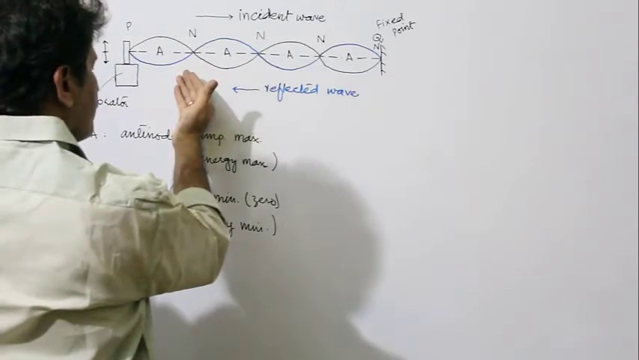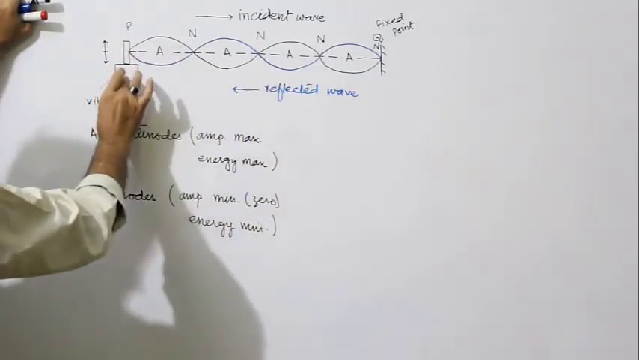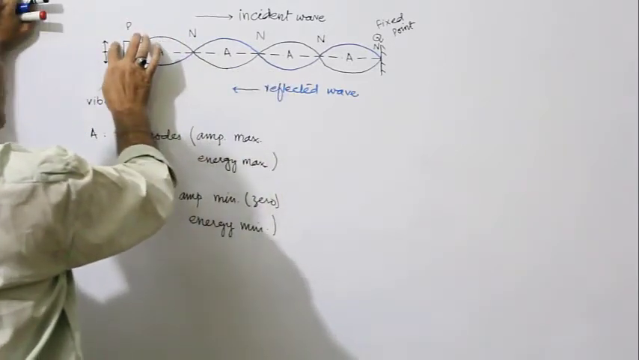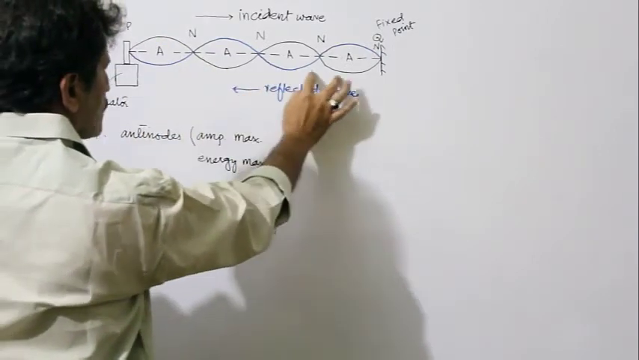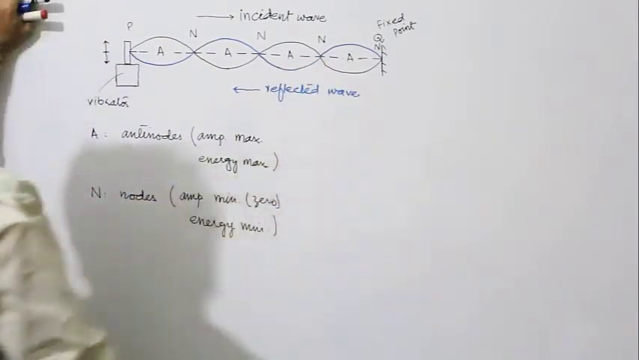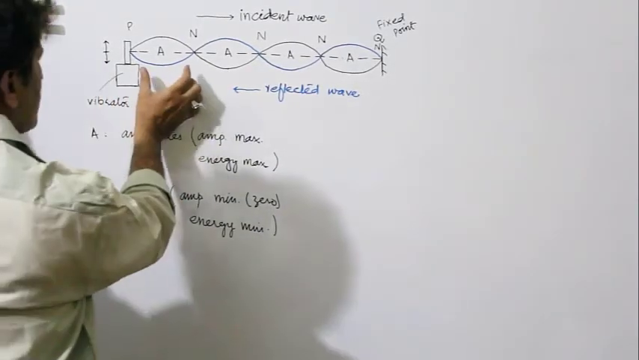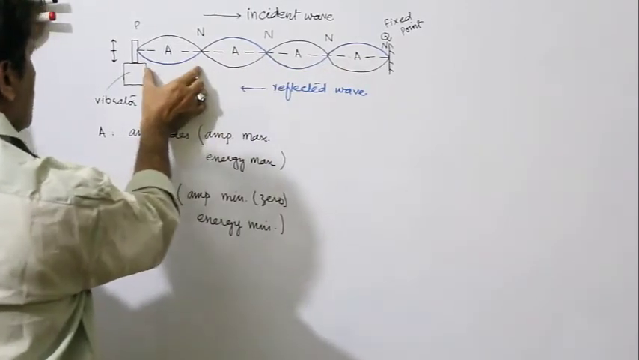Here we have 4 loops for a particular frequency of the vibrator. If we change the frequency, the number of loops will also change. It means if we increase the frequency of the vibrator, the number of loops will also increase. Now, more loops will be formed on the stationary wave, and energy is confined in each loop individually.